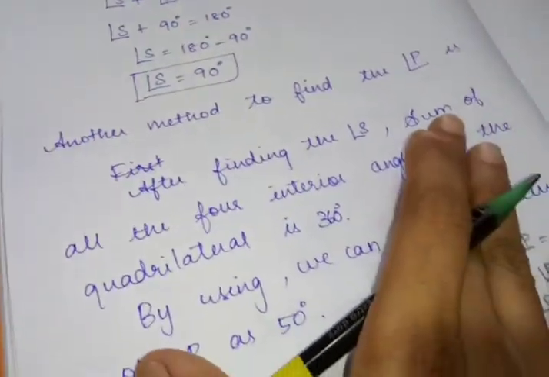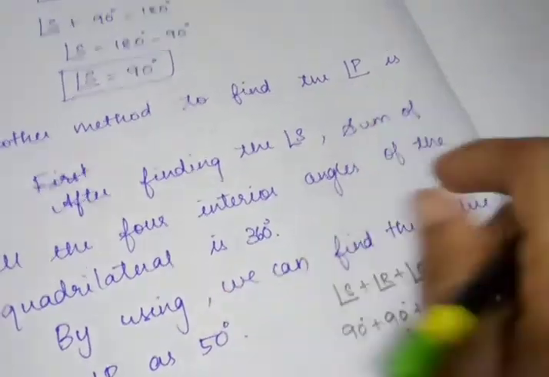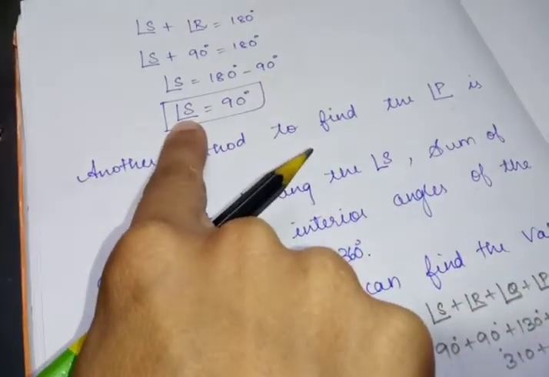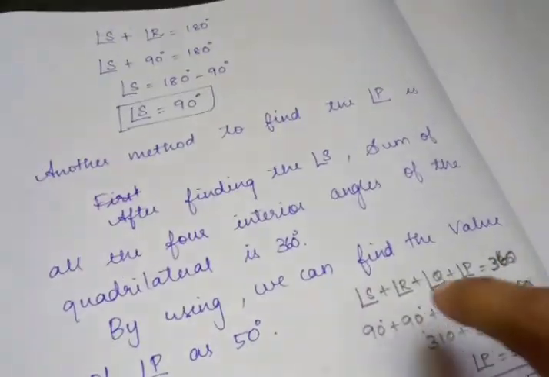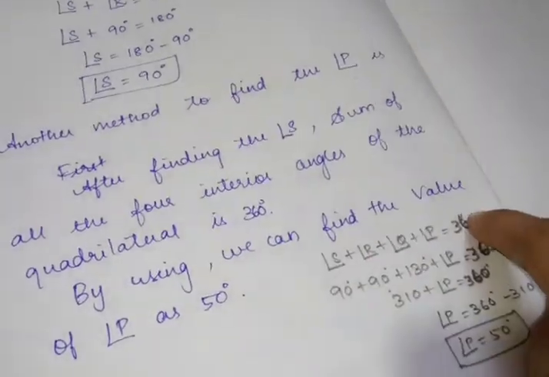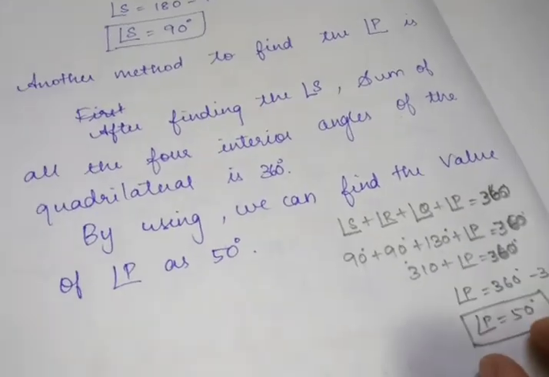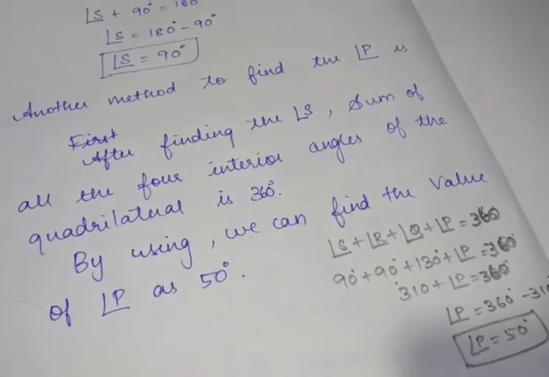But here they are asking for one more method. Another method to find angle P is, after finding the angle S like this, we can use that the sum of all the four interior angles of a quadrilateral is 360 degrees. Using that, we can find the angle P. Understood, children? In today's class, we have discussed the last 4 problems from exercise 3.3.